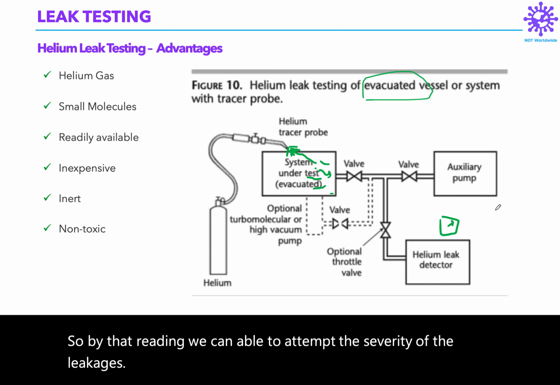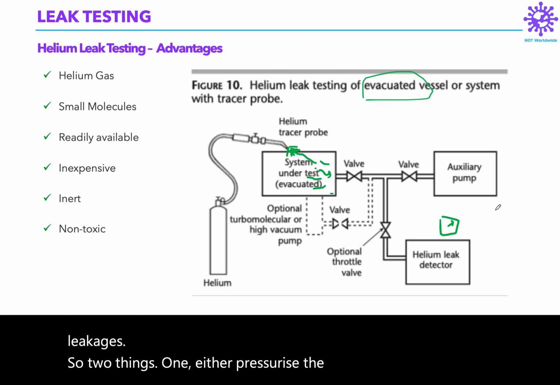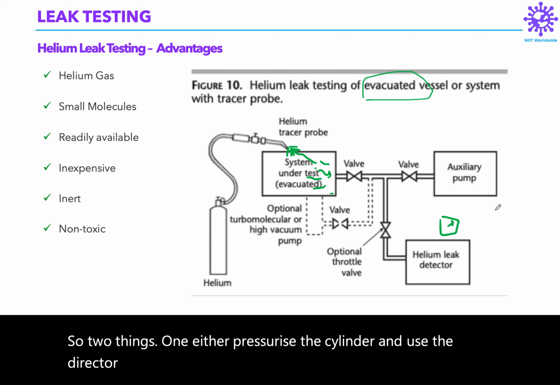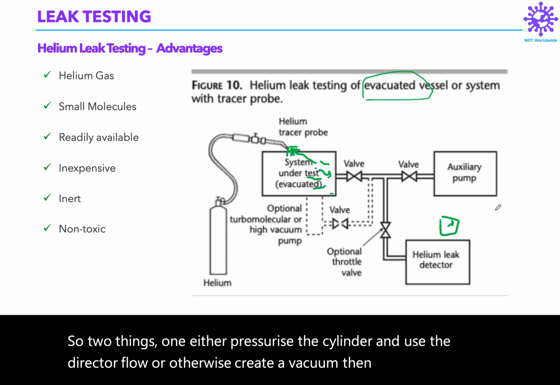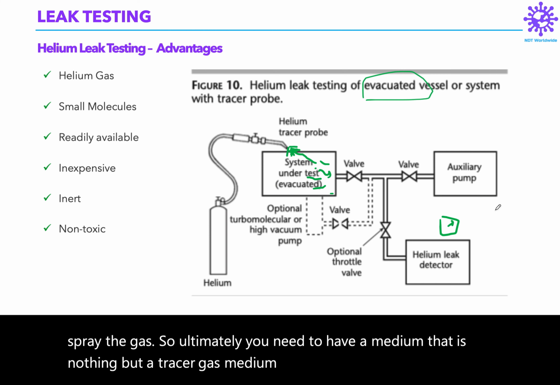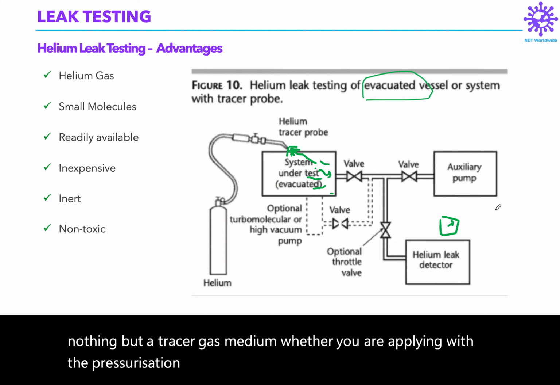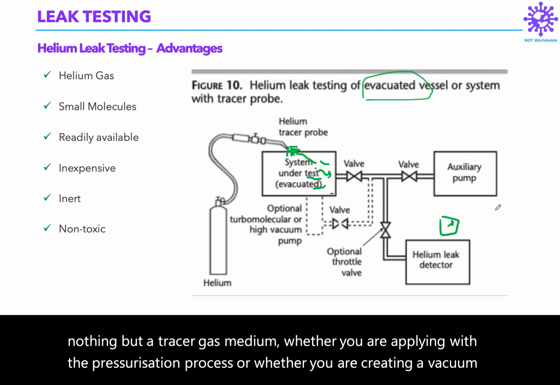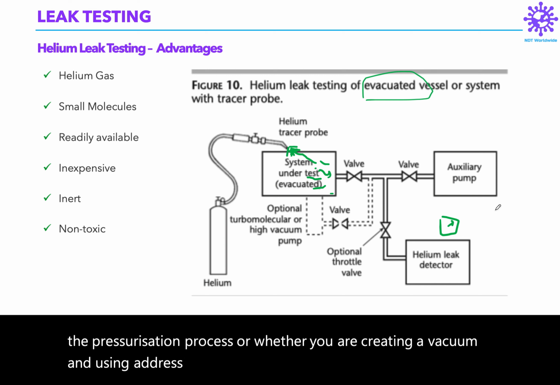By that reading we can tell the severity of the leakages. So two things: one is either pressurize the cylinder and use the detector probe, or otherwise create a vacuum and then spray the gas outside. Ultimately you need a medium, a tracer gas medium, whether you are applying it with the pressurization process or creating a vacuum and using tracer methods. Ultimately we are trying to check the leakage of the gas.